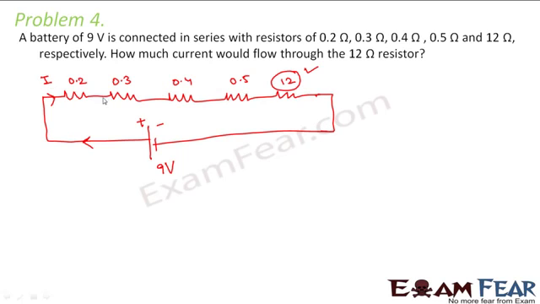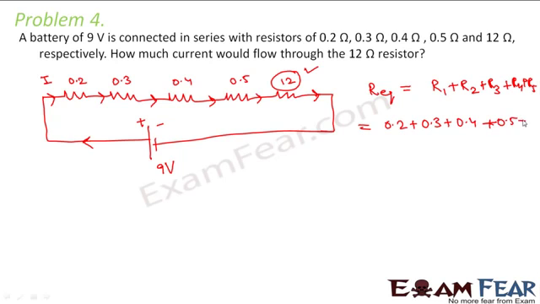Now since these resistors are connected in series, the same amount of current will flow through each resistor. So the amount of current which will flow through this 12 ohm resistor is also I. So what will be the value of I? For that, let us calculate the equivalent resistance of the circuit, which will be equal to R1 plus R2 plus R3 plus R4 plus R5, because it is a series combination. So this will become 0.2 plus 0.3 plus 0.4 plus 0.5 plus 12. So this becomes 13.4 ohms.